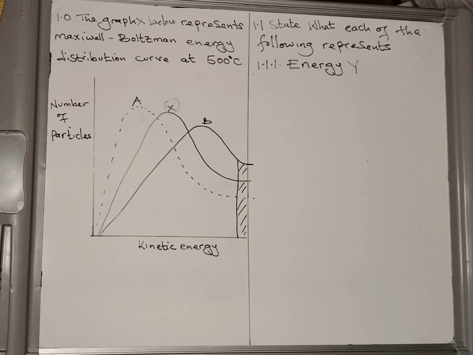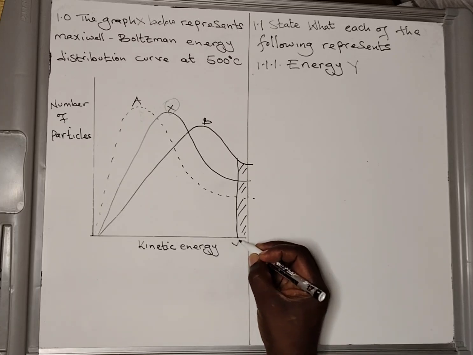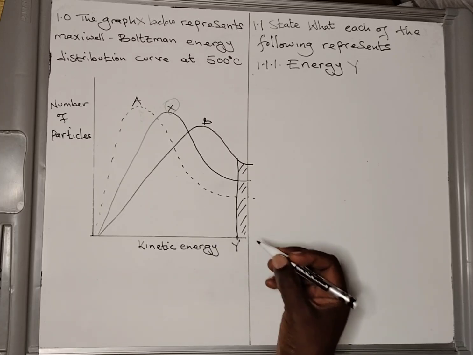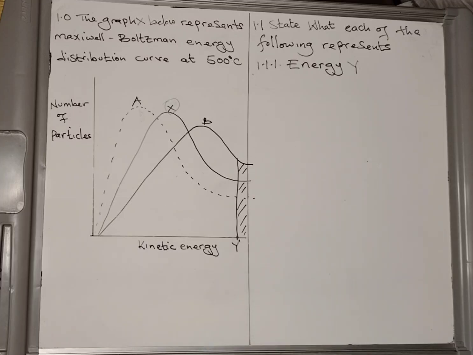The first one, energy Y. Energy Y is this energy. It was not indicated, I'm sorry. Yes, this energy represented by that bar. So what does that amount of kinetic energy represent? The answer is it represents activation energy.